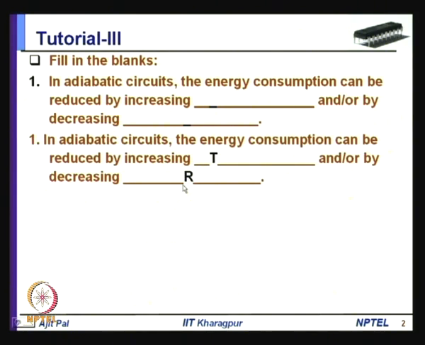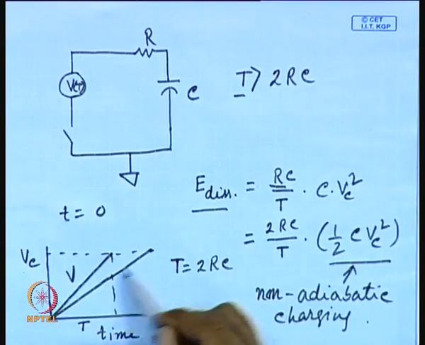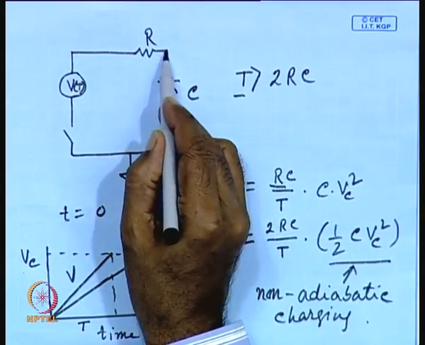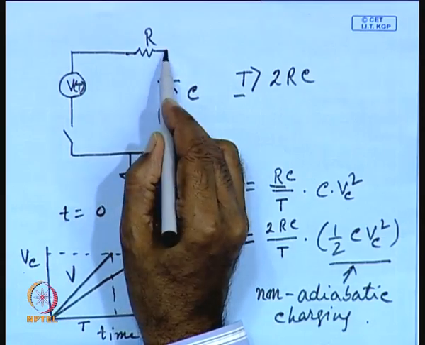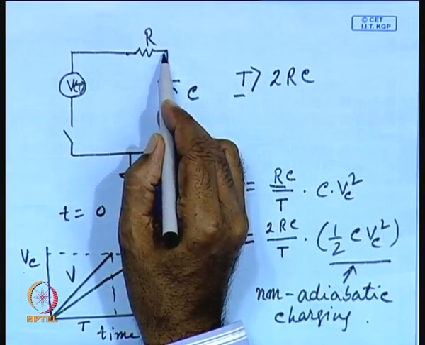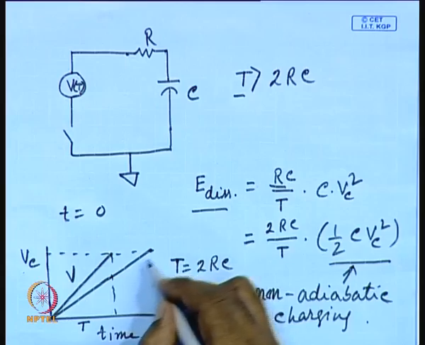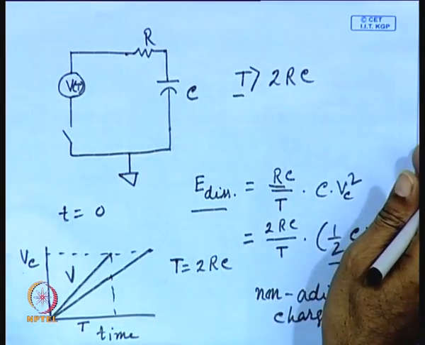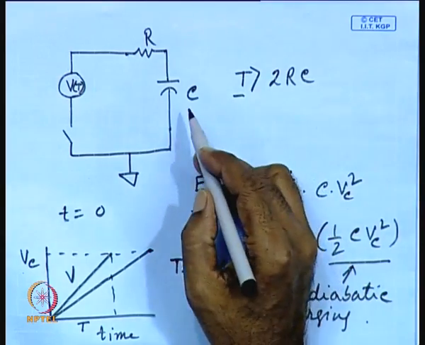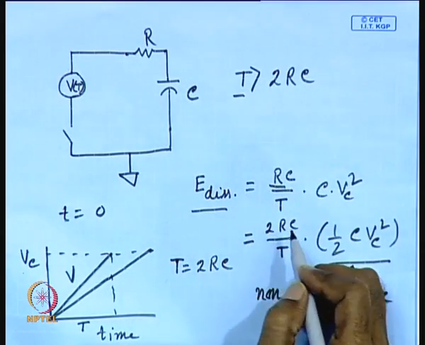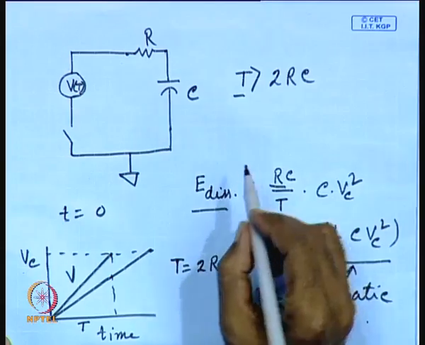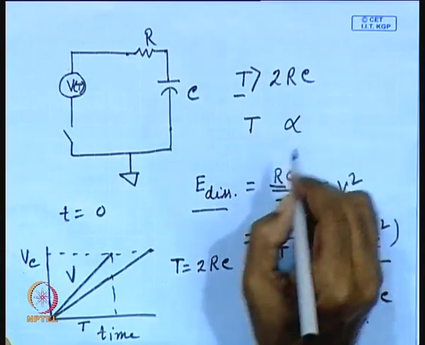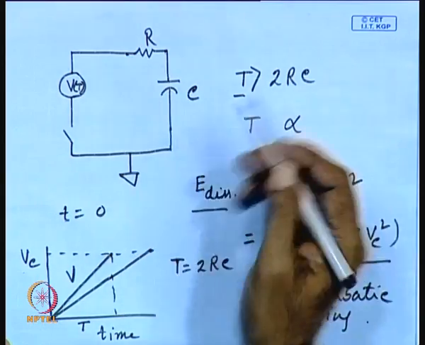As I mentioned, by increasing T, the power dissipation decreases because the voltage across this resistor reduces whenever you charge it slowly. That means, the energy dissipated across this resistor is reduced. So, it can asymptotically become 0 whenever T is very large. So, if T is infinity, then obviously the power dissipation will be small.